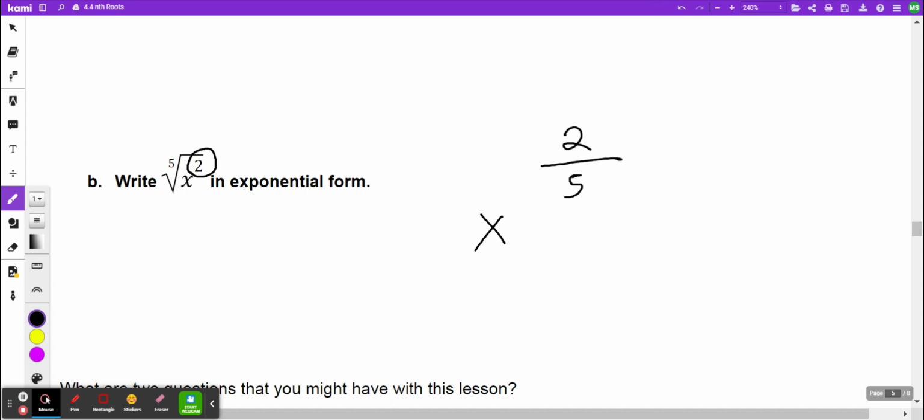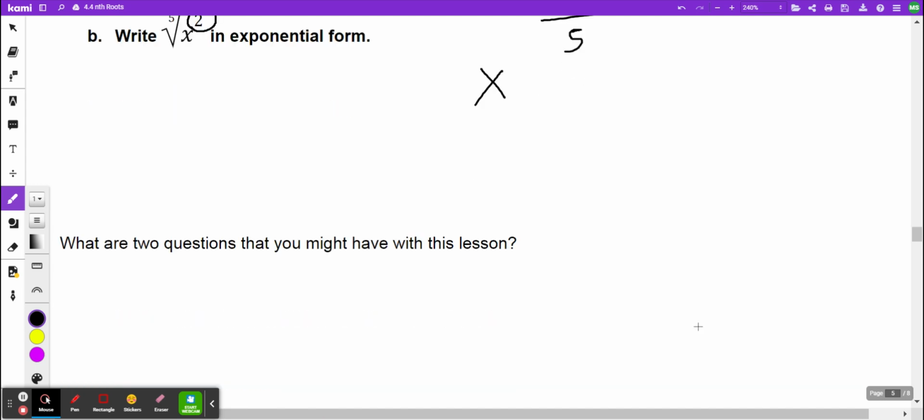It's just in its exponents. That's it. We're done. And I'll catch you in class after you answer these questions.